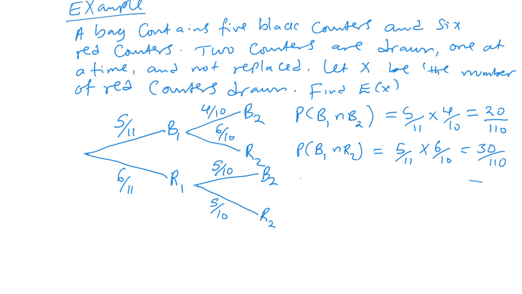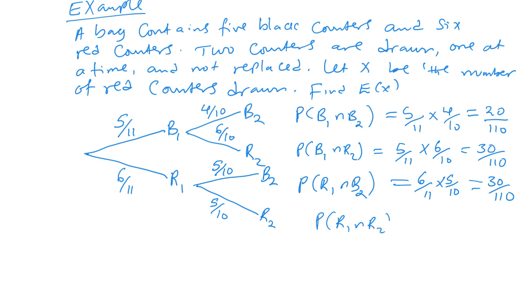The probability of R1 intersection B2 is the same, a different arrangement: 6 over 11 times 5 over 10 equals 30 out of 110. Then the probability of R1 intersection R2 is 6 over 11 times 5 over 10, which is also 30 out of 110.